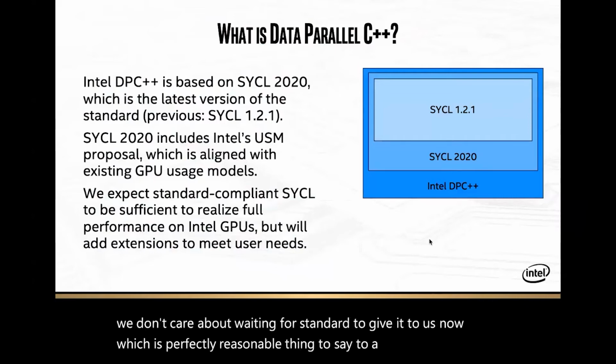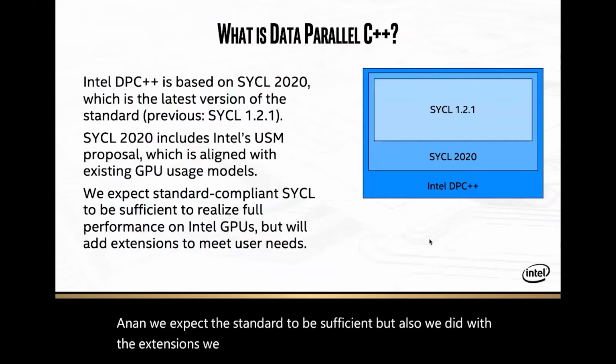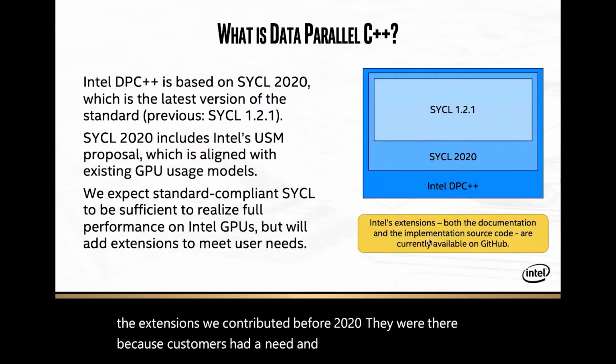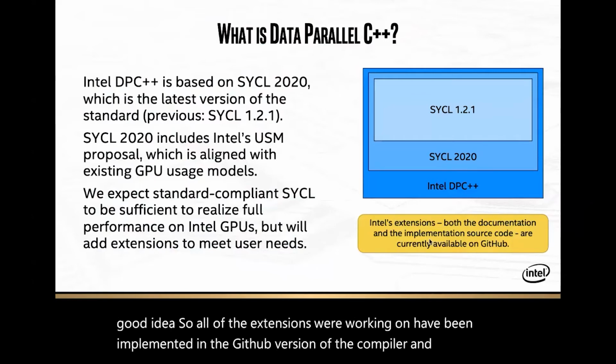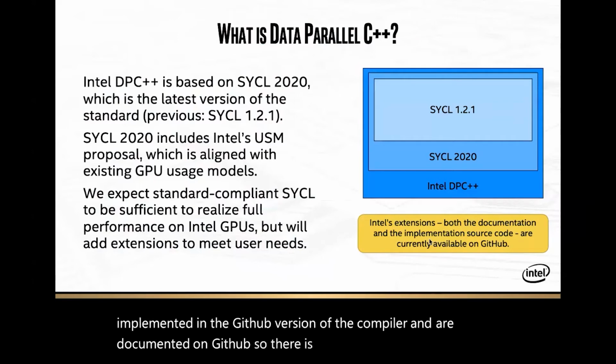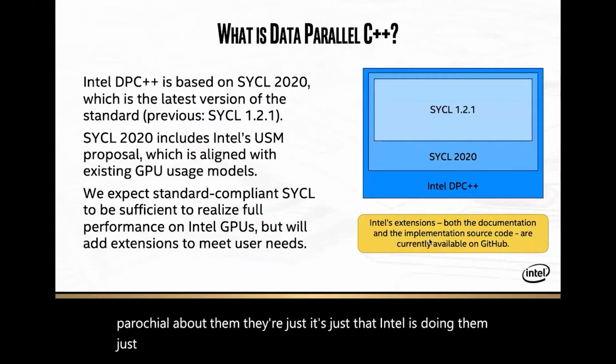And we expect the standard to be sufficient, but also, like we did with the extensions we contributed before 2020, they were there because customers had a need and people thought they were a good idea. So all of the extensions we're working on have been implemented in the GitHub version of the compiler and are documented on GitHub. So there is nothing proprietary or Intel parochial about them. It's just that Intel is doing them. Just like, if we contribute something to MPICH, it's out there and other people can have it.